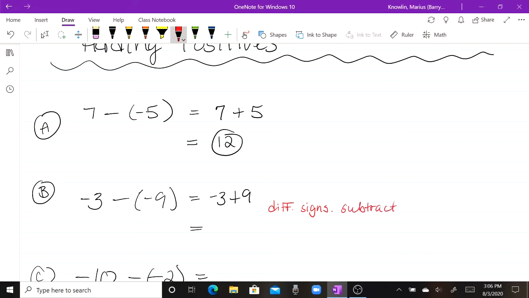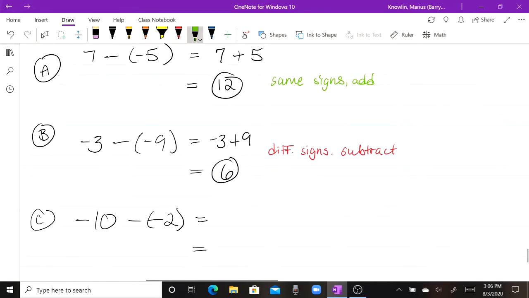Different signs, subtract. So that's going to make this positive 6 because the bigger number is positive. And up here we could have called these same signs, and same signs you add. All right, let's take a look at C.